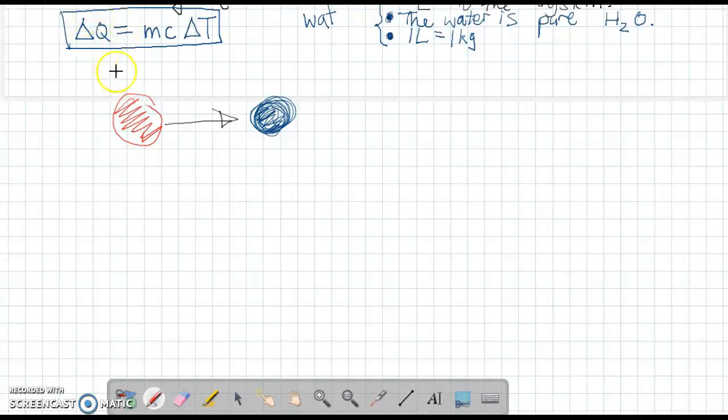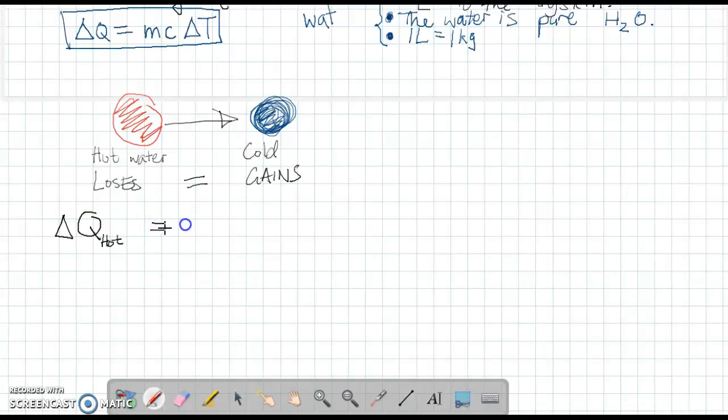So the hot water loses energy and cold gains energy. But the loss has to be equal to the gain. So if hot water loses energy, then we can say, well, it's in the form of heat, so it loses heat energy. Then delta Q of hot water has to equal the gain, the change in heat energy of cold water.